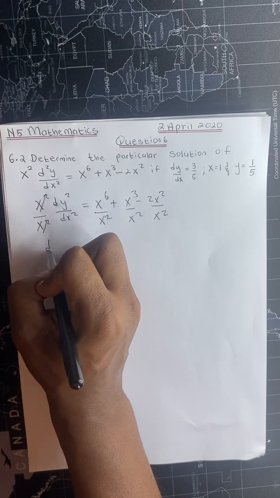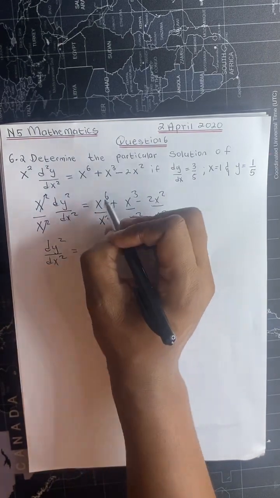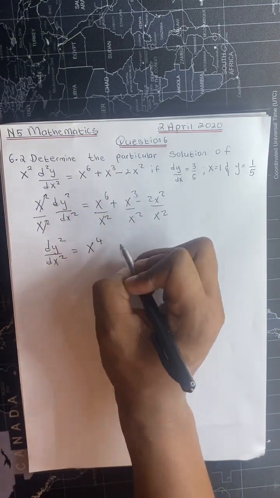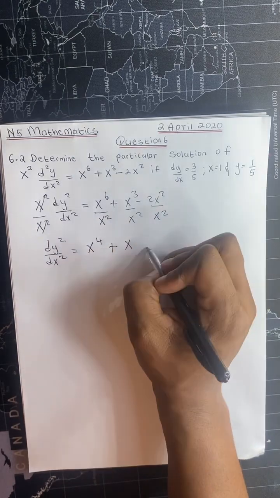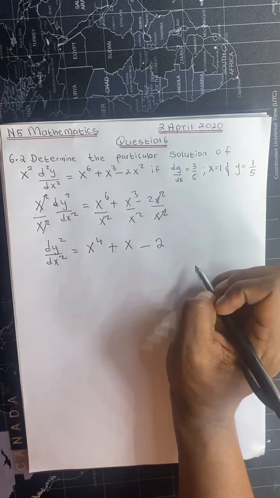The x squared and d squared y over dx squared will be equal to x to the power 6 divided by x to the power 2, which is x to the power 4. x to the power 3 divided by x squared will be equal to x. So that x squared will cancel out with that x squared and you'll be left with negative 2.